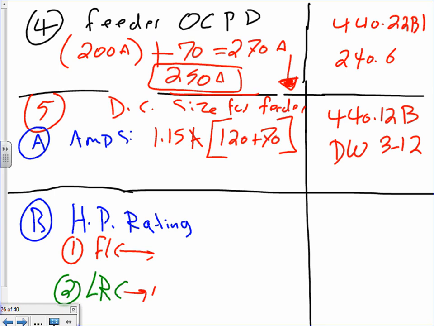B2, that one? Yeah, 440.12B2. Be more precise. So if you add them up and you multiply them, you end up with 219 amps. Okay, so you're going to go to the next standard for the disconnect.